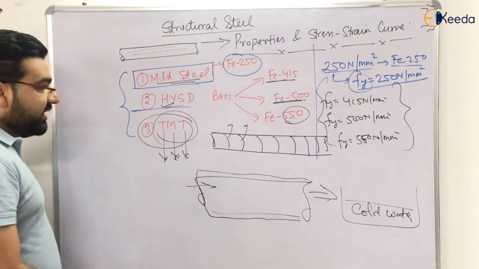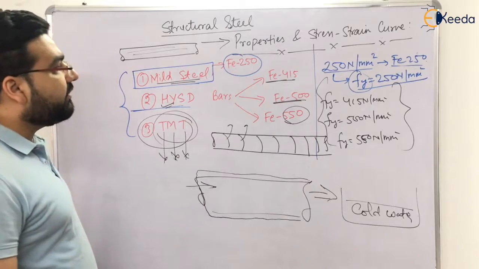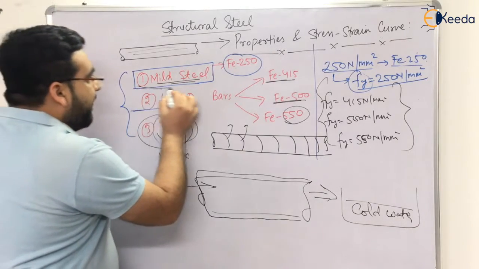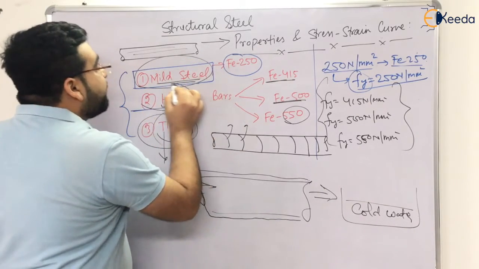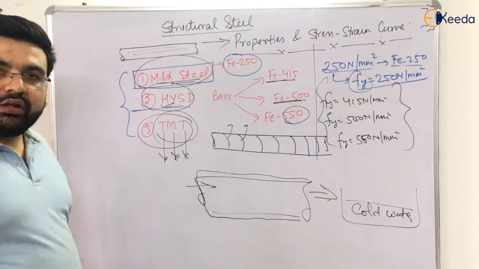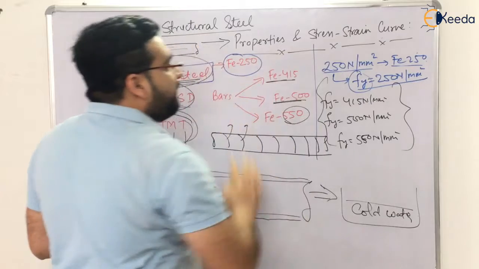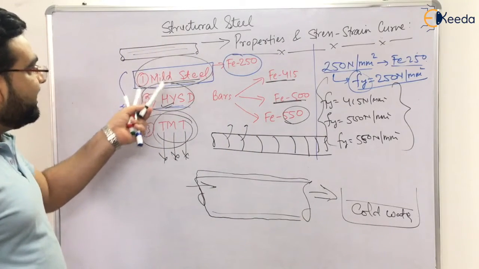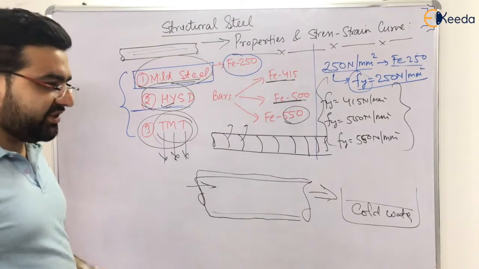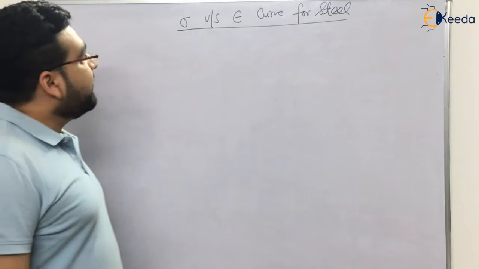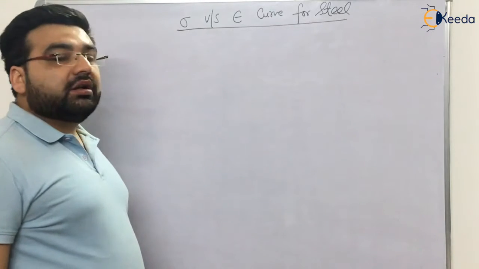Okay, so in the designing of concrete structures, we will be dealing with mild steel, we will be dealing with HYSD. Clear? Now let us understand the stress strain curve for these two, the mild steel as well as the HYSD. So let us understand that. Now let us see the stress versus strain curve for steel.